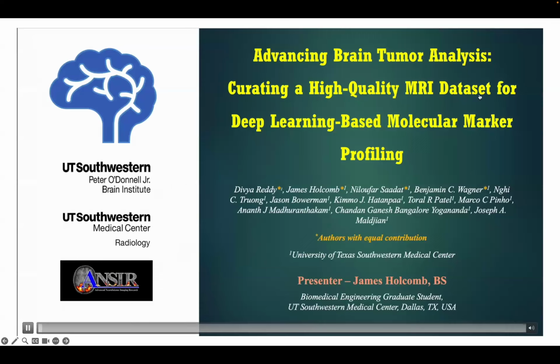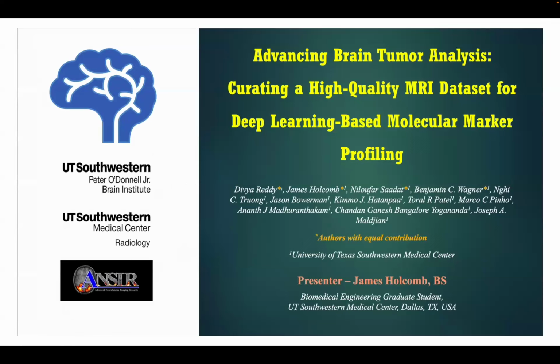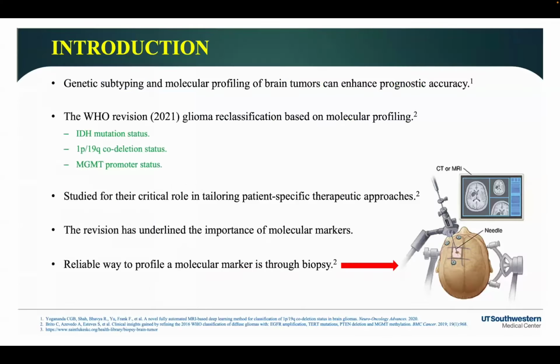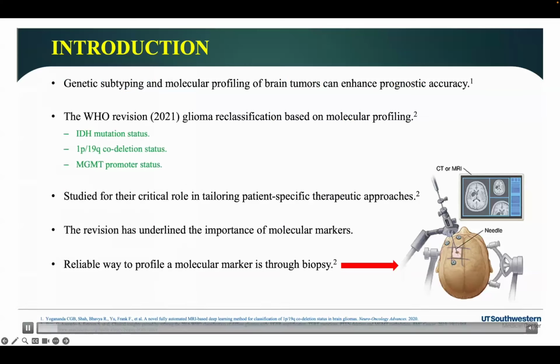Hi, my name is James Holcomb, and I'll be presenting our work on curating a high-quality MRI dataset for deep learning-based molecular marker profiling. As some background, genetic subtyping and molecular profiling of brain tumors can determine optimal therapy and enhance prognostic accuracy. The WHO glioma reclassification based on molecular profiling has been studied extensively for 3 genetic alterations: isocitrate dehydrogenase, or IDH mutation status, 1p19q co-deletion status, and methylation status of the O6-methylguanine DNA methyltransferase MGMT promoter.